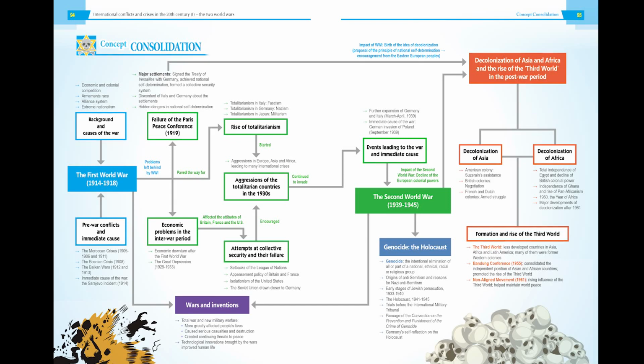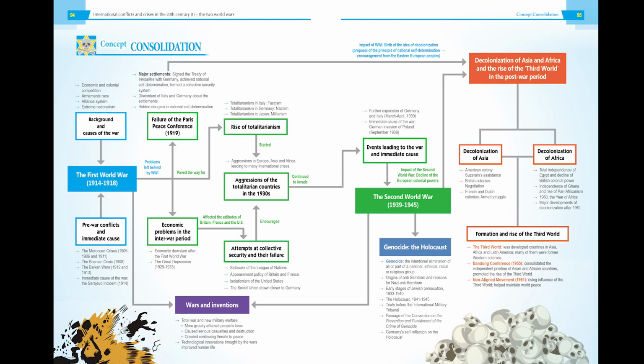Rise of totalitarianism. Totalitarianism in Italy, fascism. Totalitarianism in Germany, Nazism. Totalitarianism in Japan, militarism. Aggressions of the totalitarian countries in the 1930s. Attempts at collective security and their failure. Setbacks of the League of Nations. Appeasement policy of Britain and France. Isolationism of the United States. The Soviet Union drawn closer to Germany.